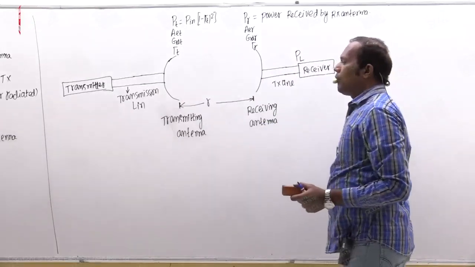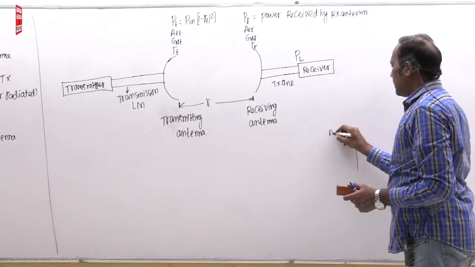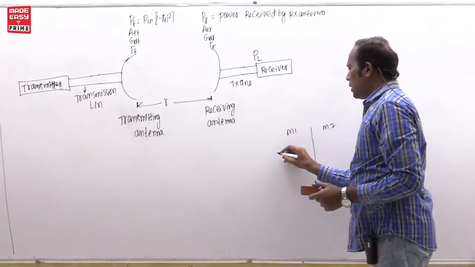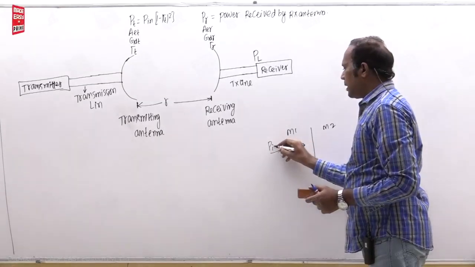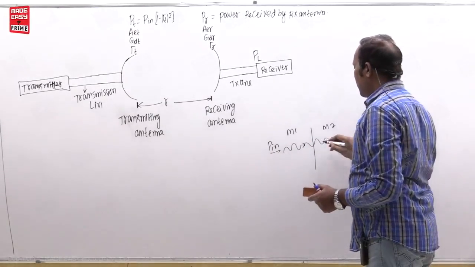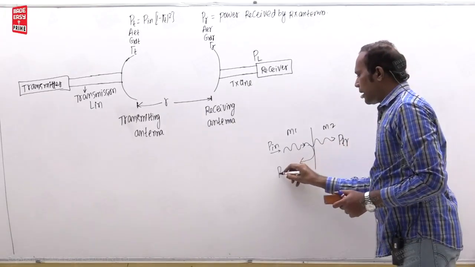First, you already know the formula, but once again I am going to explain it here. For example, this is medium 1 and this is medium 2. Here one EM wave is there, that means the input power is P in. Now some power is transmitted and some power is reflected here.